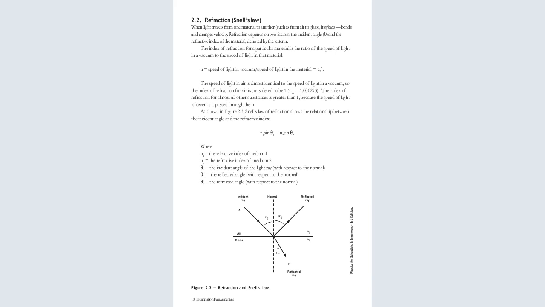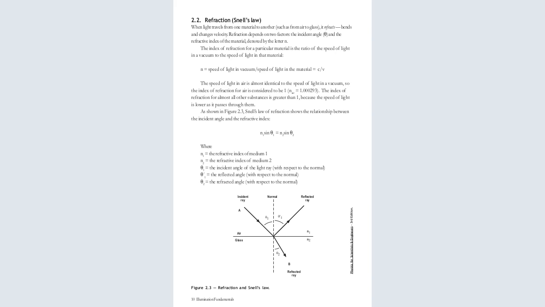Then there is Snell's law. When light travels from one material to another, for example from air to glass, it refracts, bends, and changes velocity. So the refraction depends on two factors, that is the incident angle and the refracted angle. These are the basics of light.